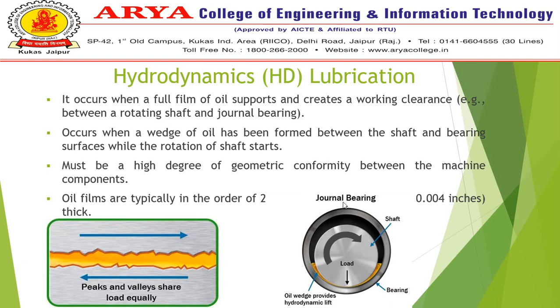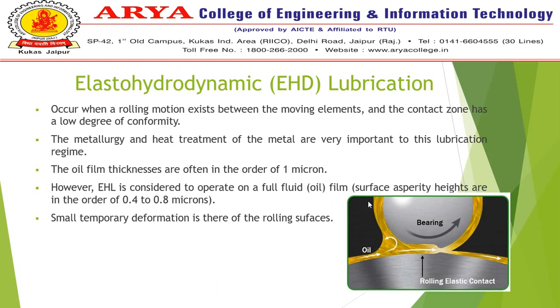The next one is elastohydrodynamic lubrication. Elastohydrodynamic lubrication generally occurs between two rolling materials, two rolling mating parts. If two mating parts are rolling over each other, the contact zone has a lower degree of conformity. Lower degree of conformity means lower surface contact. In that context, the metallurgy and the heat treatment of the metal are very important to this lubrication design, because at the time of lubrication the layer is very thin and the load is very high.